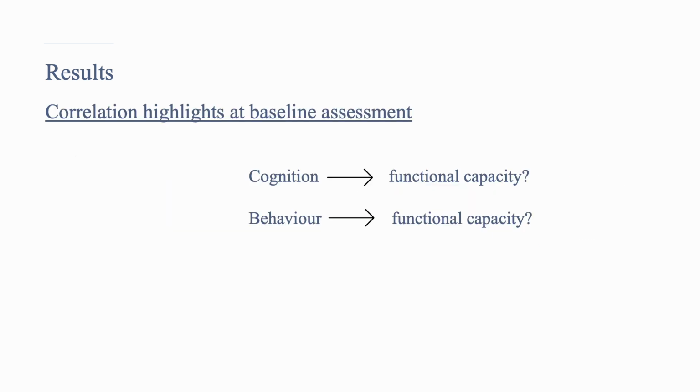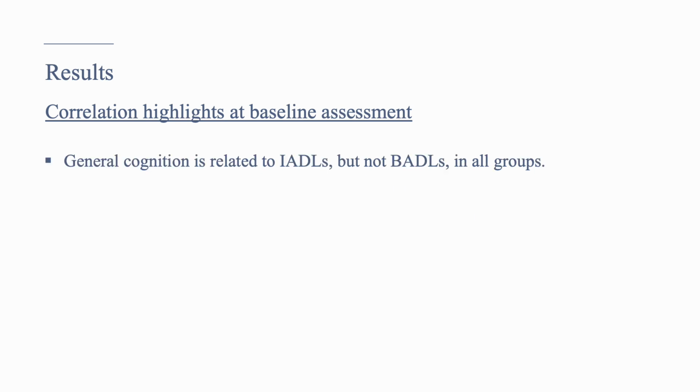A second objective of this study was to determine the relations between functional changes and cognition and behaviour across the dementia syndromes at the baseline clinical assessment. In all groups, general cognition was positively related to instrumental but not basic activities of daily living. In other words, the ability to perform high-level tasks such as shopping and finance was affected by the severity of cognitive deficits, regardless of the dementia diagnosis.